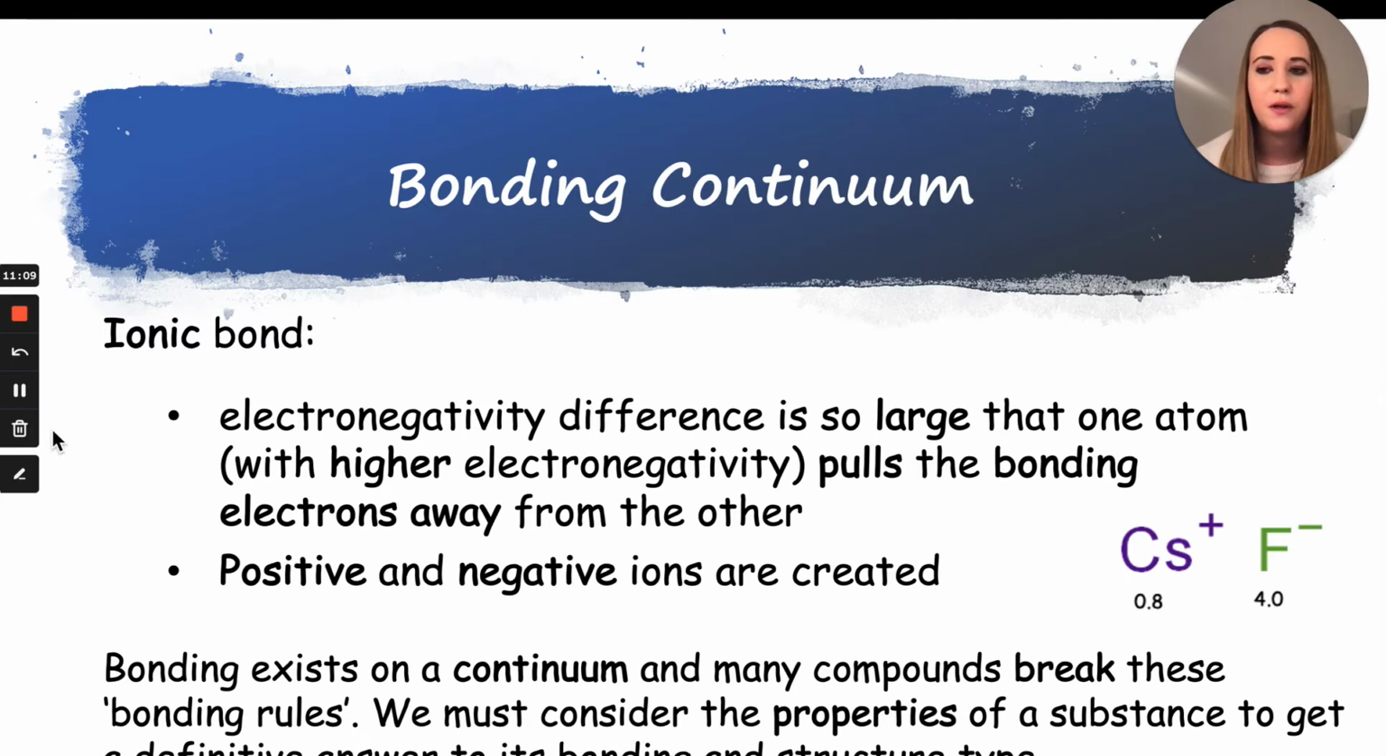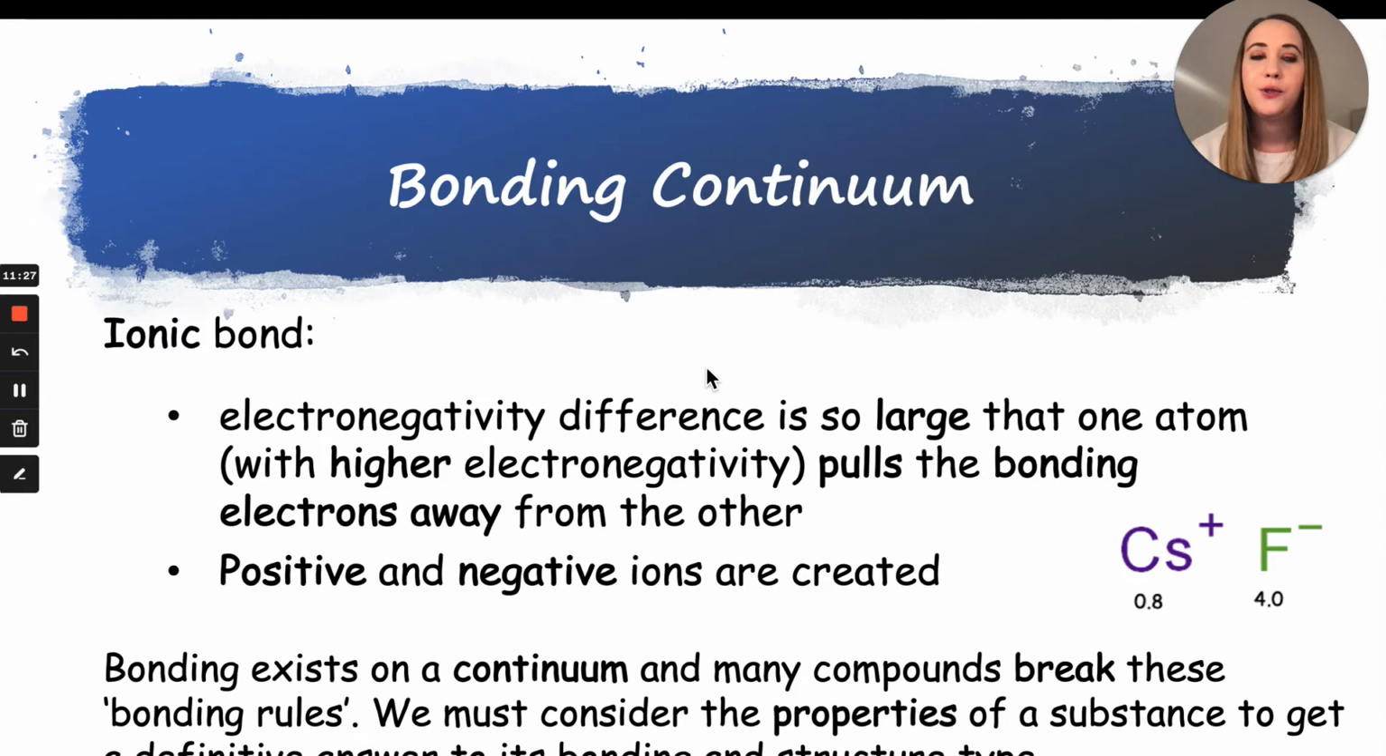Okay, and something which is quite an important part of the bonding in compounds topic is looking at the properties that a substance has and being able to link them to the type of bonding, being able to explain why a substance has those particular properties.